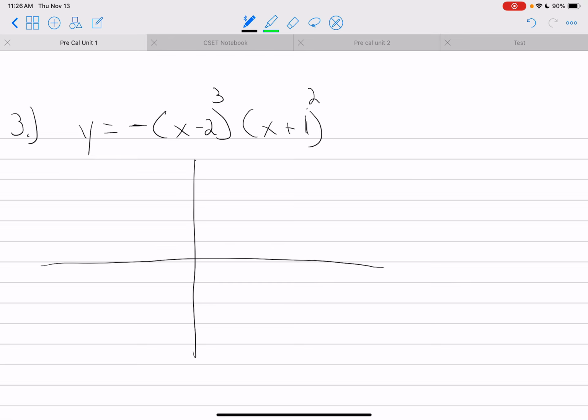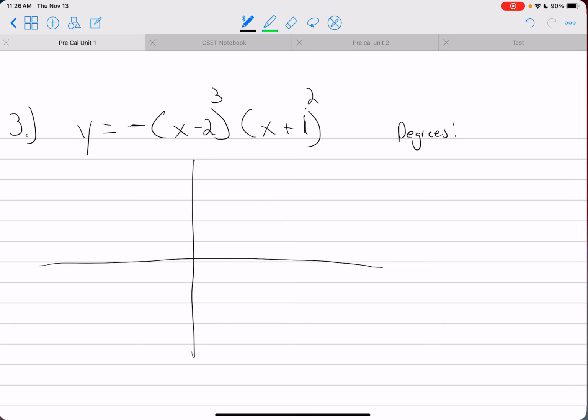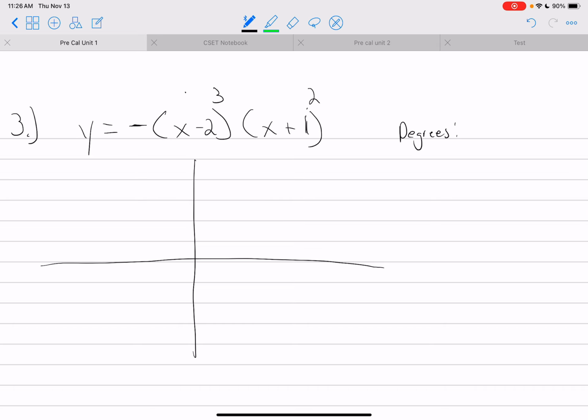Cool, you did that. So you're looking at it and you're like, okay, well, how many degrees is this thing? Is it even or odd? So I have 1, 2, I have 3 roots right here, and I have 2 roots right here, which means I have 5 roots, which means this is a 5th degree, which means it is odd.